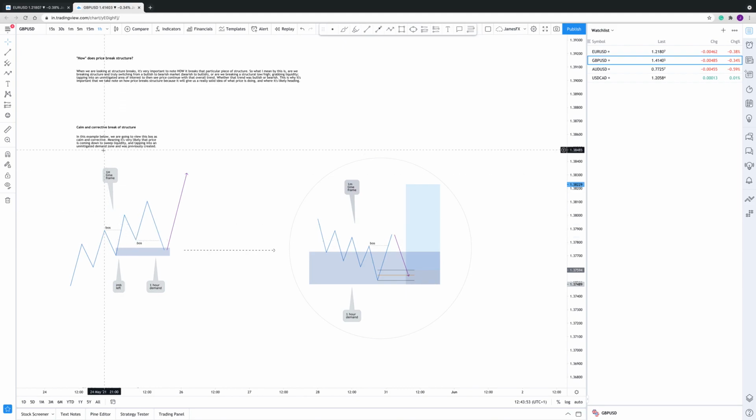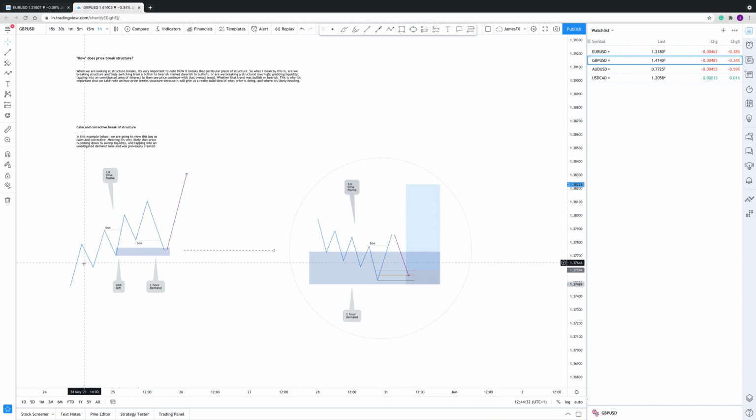What we're going to be assuming in this example is this move here is a calm and corrective break of structure, meaning there's not much momentum behind it. It's just a breaking structure with corrective and low momentum candles. So we're going to view this as a calm and corrective breaking structure, meaning it's very likely that price is coming down to sweep liquidity and tap into an unmitigated demand zone that was previously created.